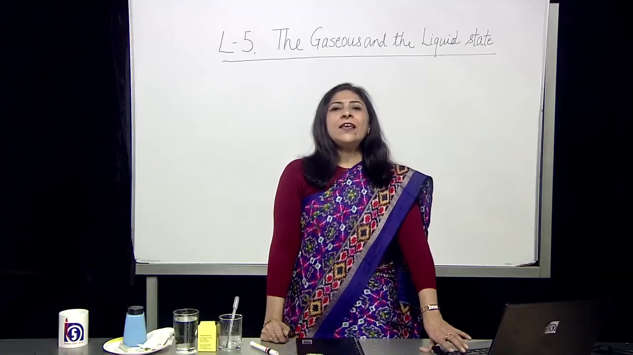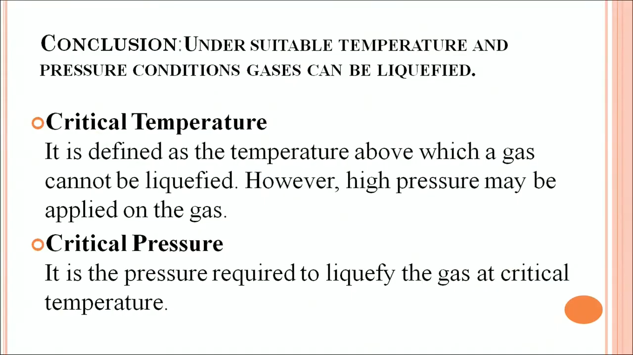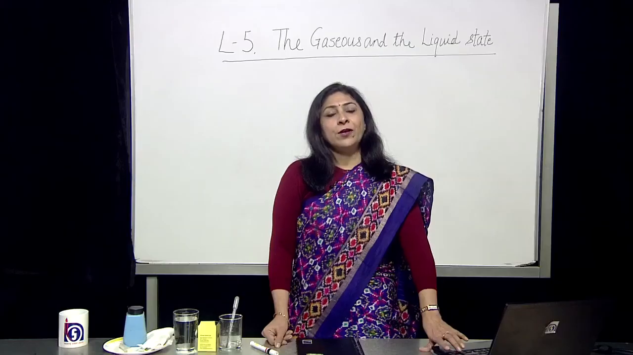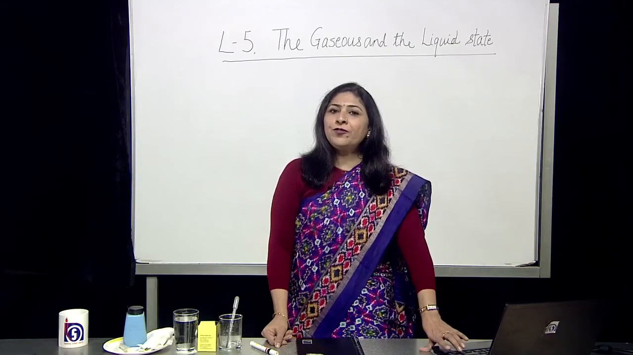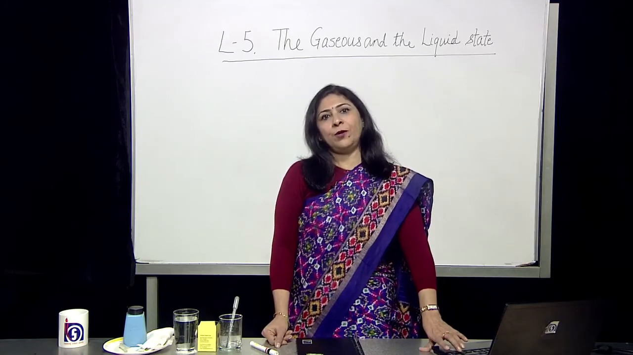So then he said that it's a critical temperature. Critical temperature can be defined as a temperature above which a gas cannot be liquefied, however high pressure may be applied on the gas. You have seen that above 31.4 degrees Celsius, it was in the gaseous state. So we can say that 31.4 degrees Celsius was a critical temperature for carbon dioxide. Then critical pressure. It is the pressure required to liquefy the gas at critical temperature. It means how much you apply the pressure, gas will not change into the liquid phase.